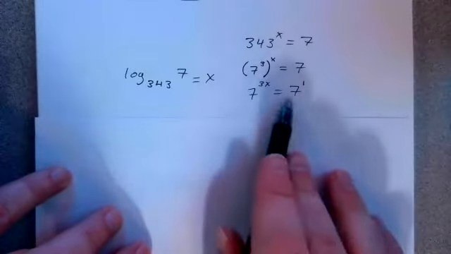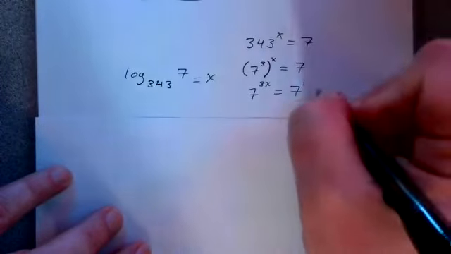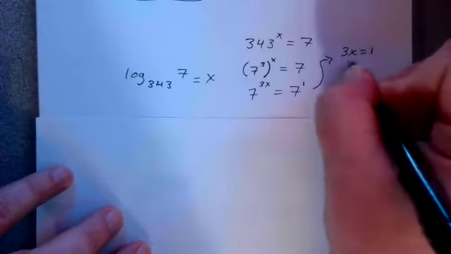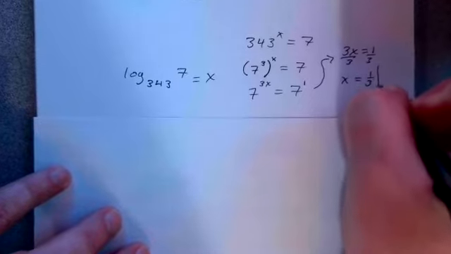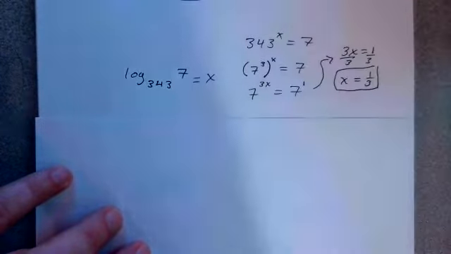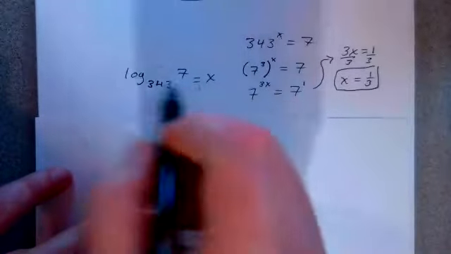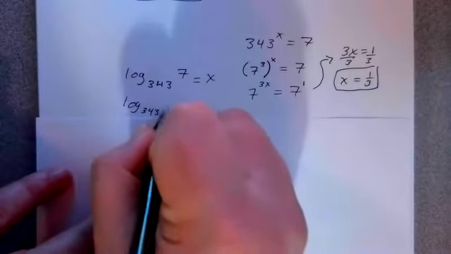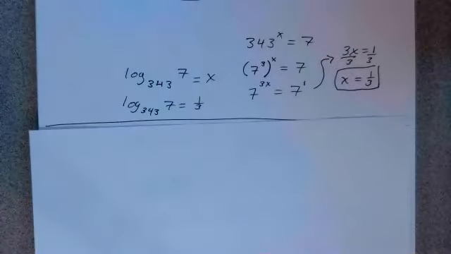Now I have the same base. If the bases are the same, then my exponents must be the same. So 3x equals 1. Divide both sides by 3, so x must be 1/3. So log base 343 of 7 must be 1/3. Okay, I feel good about that.